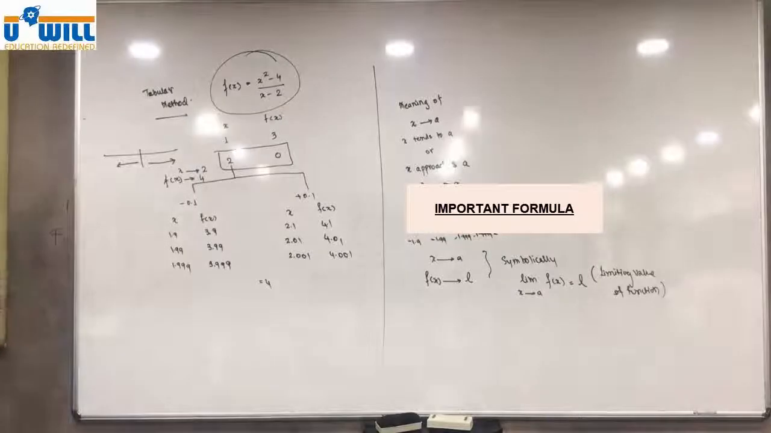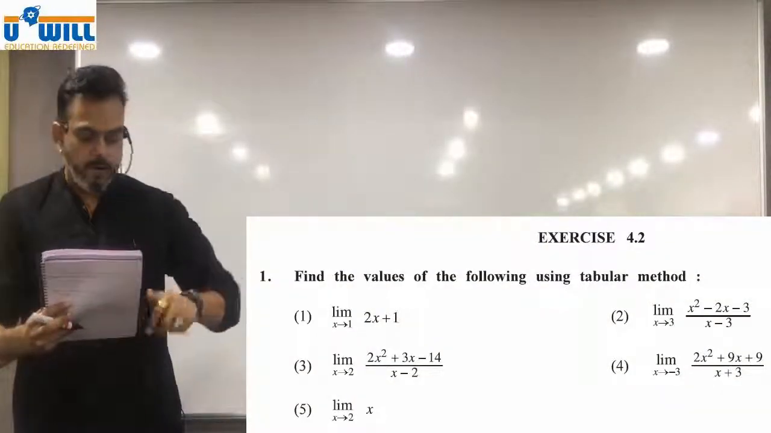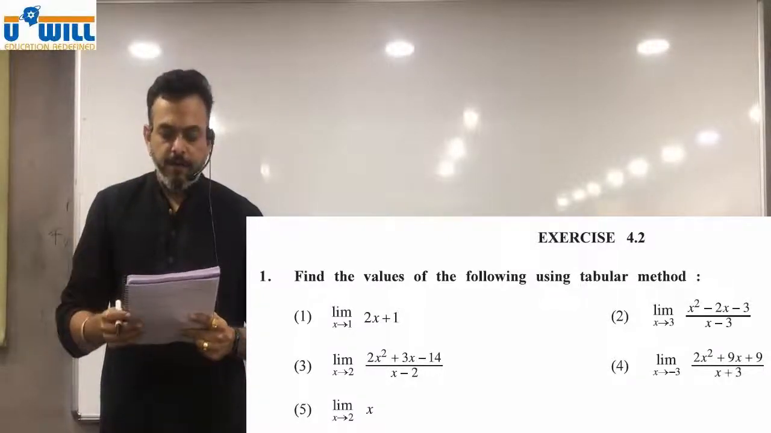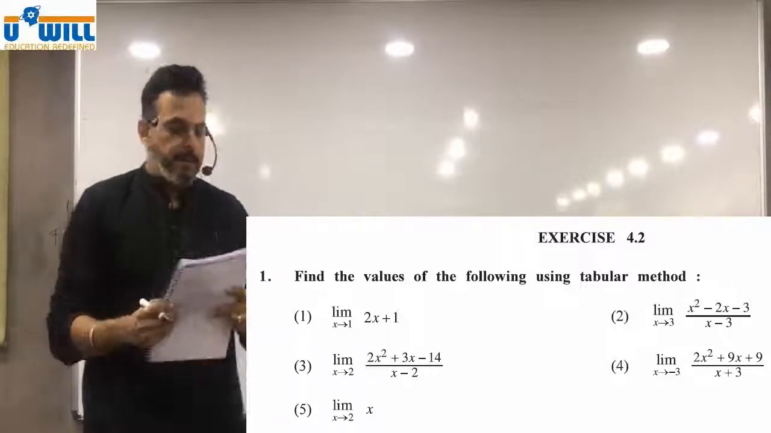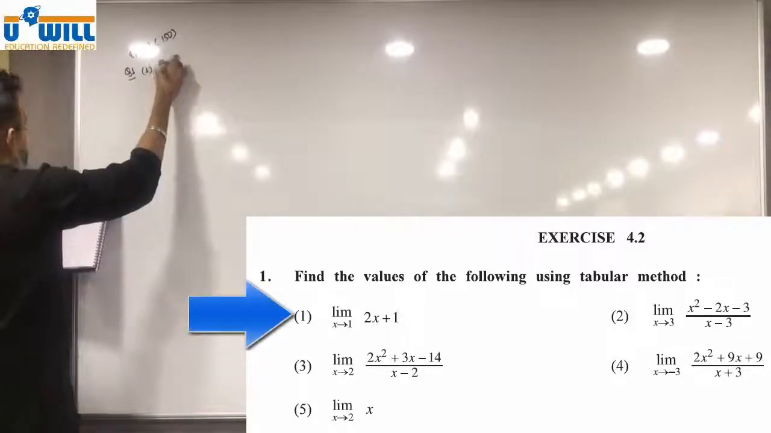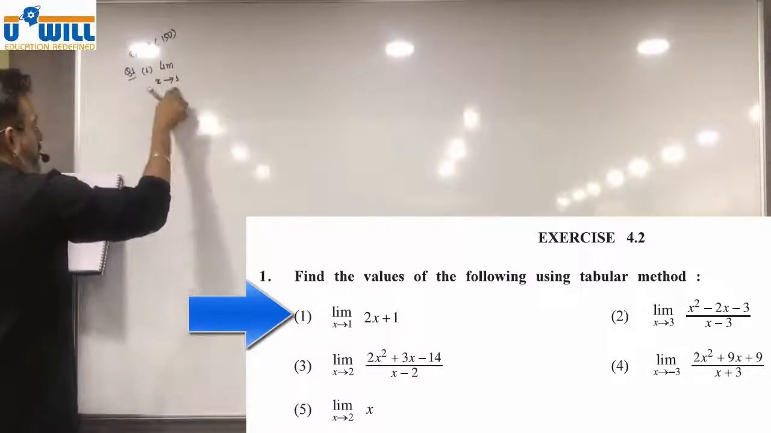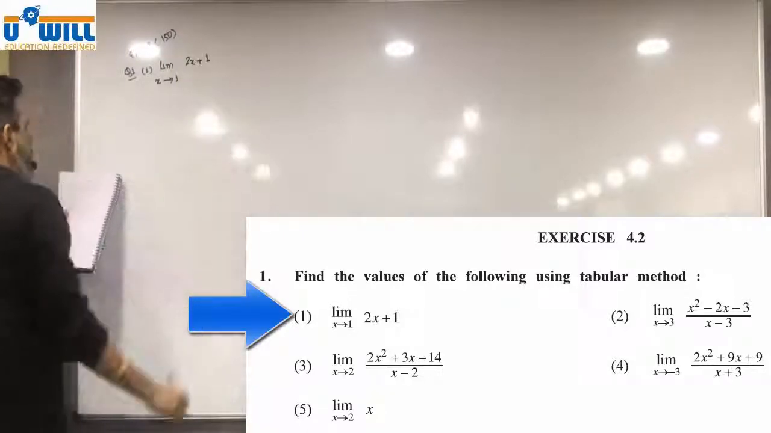Tabular method. Exercise 4.2 का first one. 4.2 का first. Question 1. Find the values of the following using tabular method. First, limit x approaches 1 or x tends to 1, 2x plus 1.